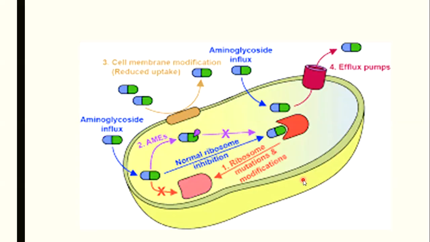This is the structure of the cell where protein synthesis takes place. Antibiotics attach to the ribosomes, the 30S ribosomal subunits, and mutations and modifications take place. Along with the antibiotic, the 30S ribosomal subunit will interfere with the initiation complex of messenger RNA. That will lead to the synthesis of nonsense proteins. When nonsense proteins occur, cell membrane modification or reduced uptake of the proteins takes place.